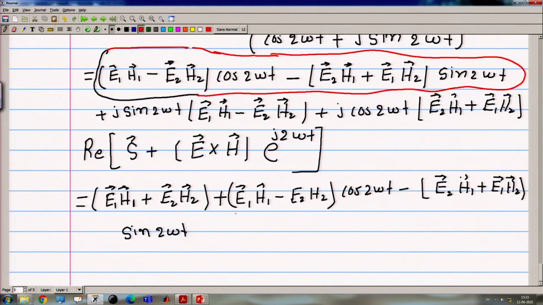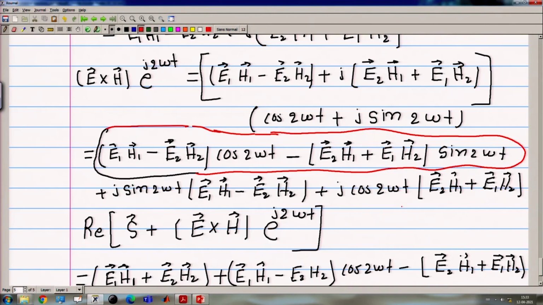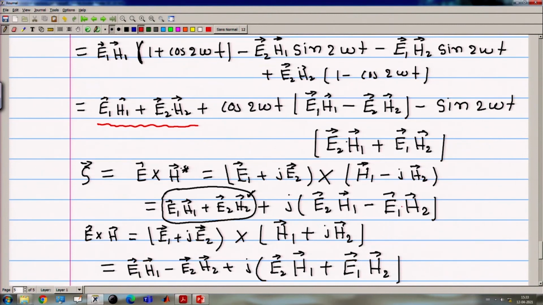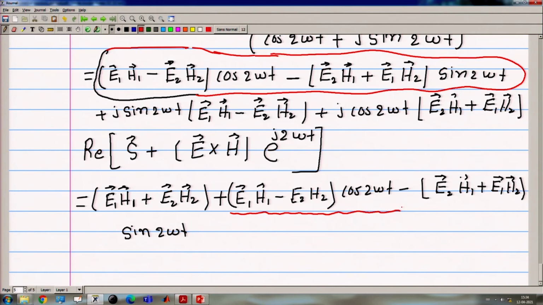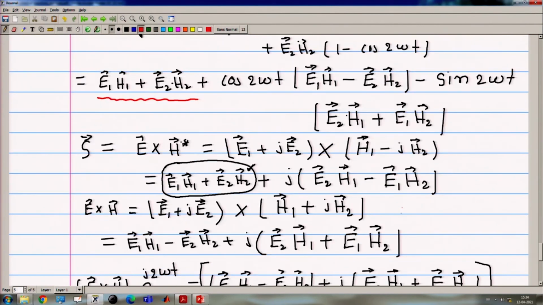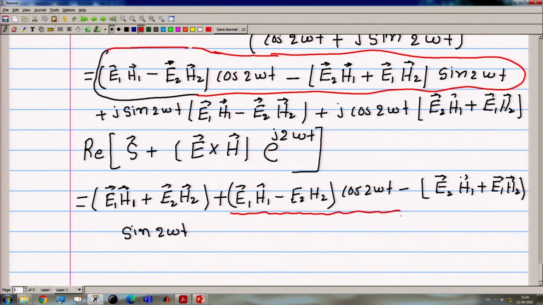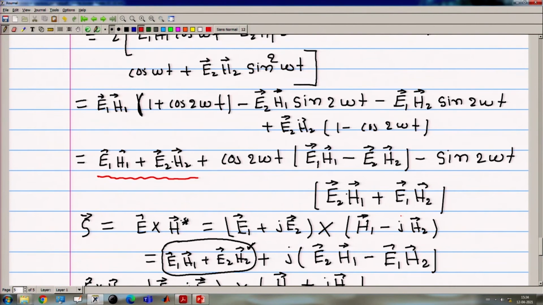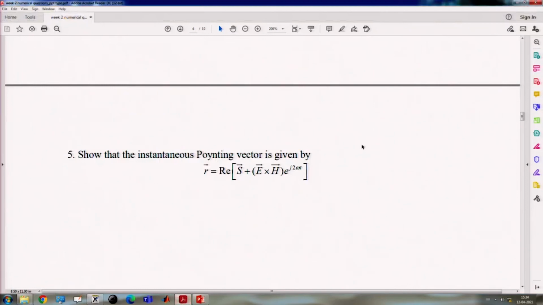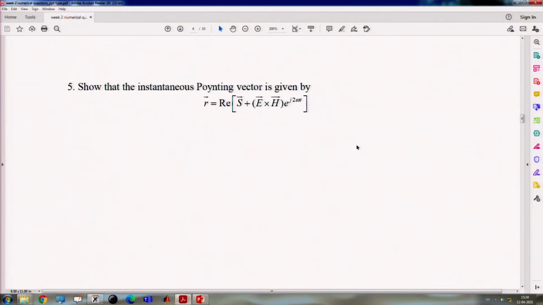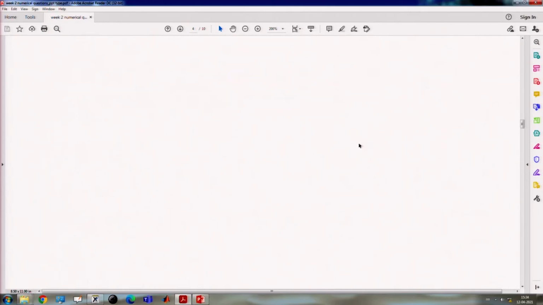Here also E1 H1 minus E2 H2 into cos 2 omega t, and in the last part minus sin 2 omega t into E2 H1 plus E1 H2. So, E2 H1 plus E1 H2 into sin 2 omega t, and that is with a minus sign. Like this we can derive the given expression. So, this is the solution for this.